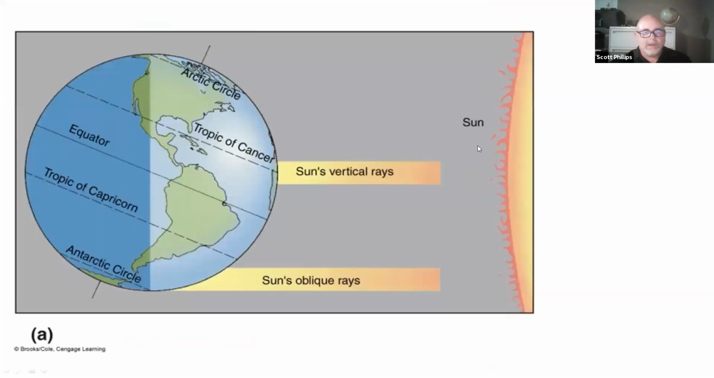On a more local scale, here during a summer solstice, the sun's vertical rays are directly over the Tropic of Cancer, and then the oblique rays are in the southern hemisphere. And you notice this is very concentrated, and this is very spread out. So if there's not as much energy in this spread out area, it's not as concentrated as this area.